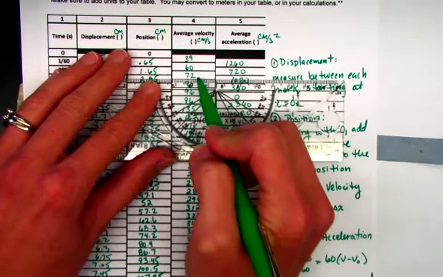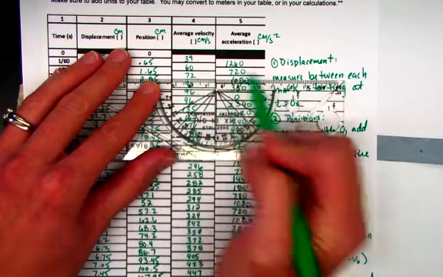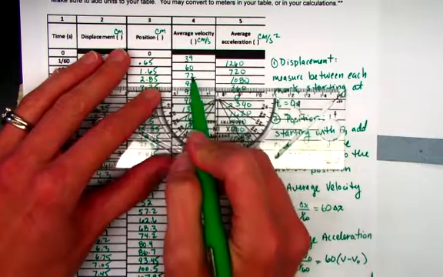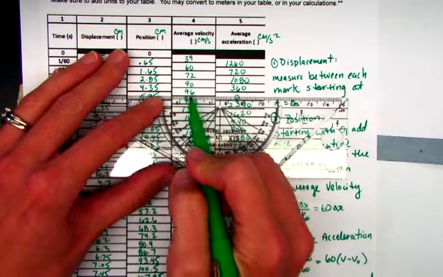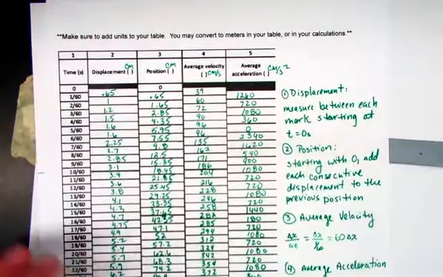So I move down, 72 minus 60 is 12 times 60, 72. Move it down, 90 minus 72 times 60. 96 minus 90 times 60. And you're going to go through. That's how you're going to fill in the acceleration table.